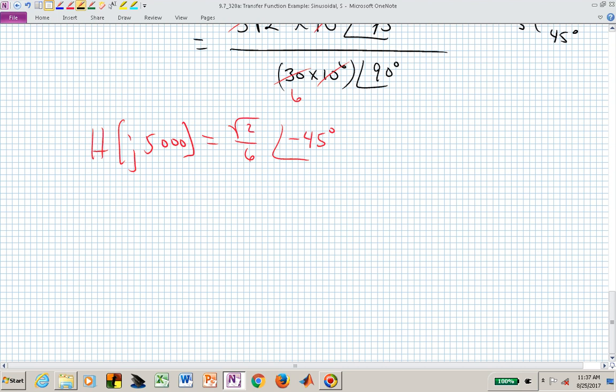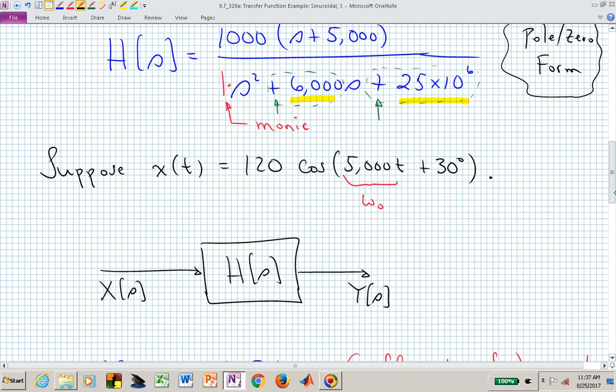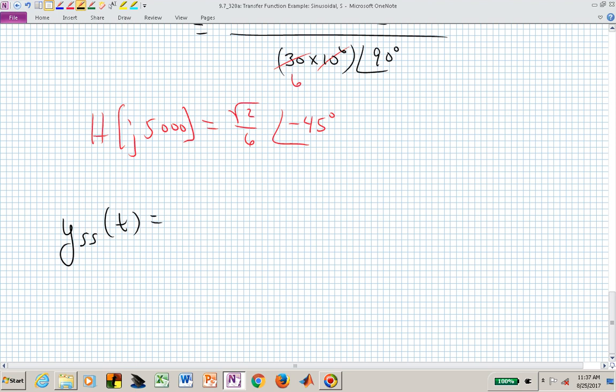We have a magnitude and an angle. We now know that our sinusoidal steady state output is what we started with for x, which was a gain of 120 or an amplitude of 120. We scale that by the square root of 2 over 6. We have a cosine. We haven't changed the frequency of oscillation. We excited it at 5,000 radians per second. The system will continue to shake at 5,000 radians per second.